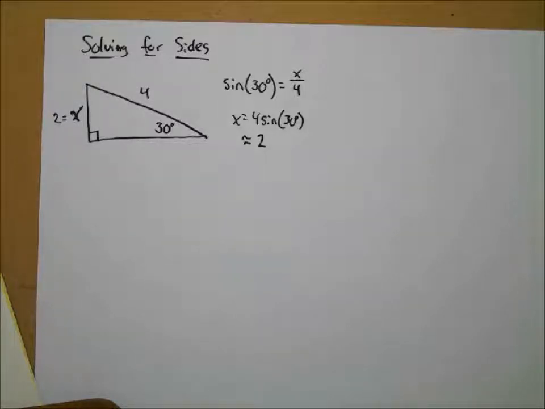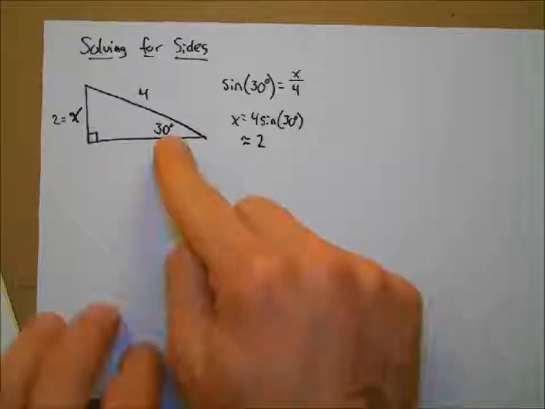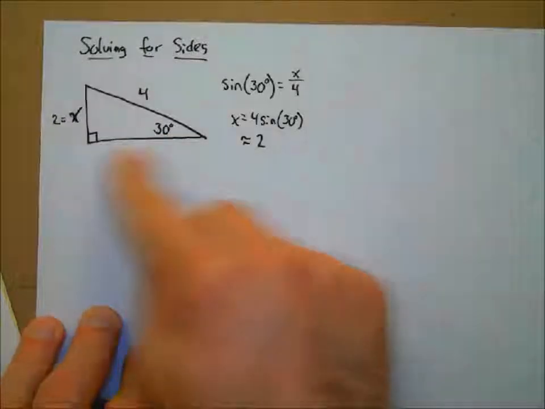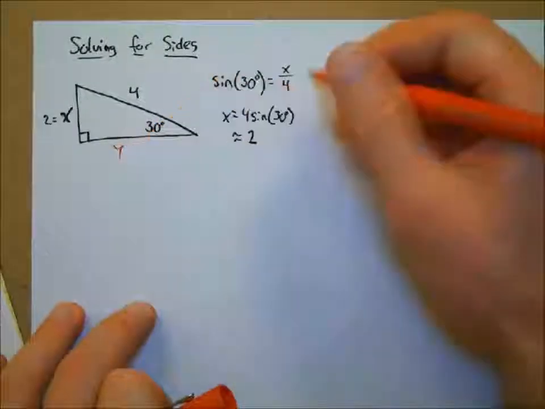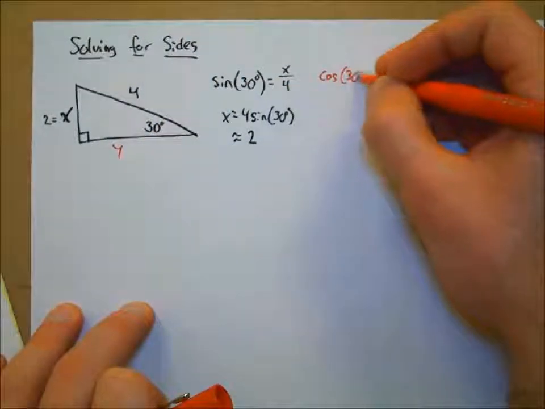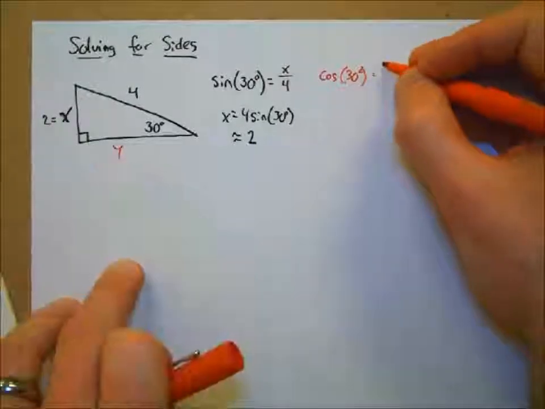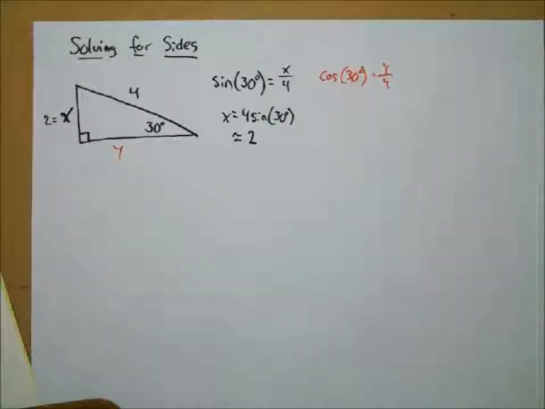Cosine of 30 degrees, exactly right. Cosine would allow us to call this side y. We could say cosine of 30 degrees equals adjacent leg y over hypotenuse 4, and then multiply both sides by 4. It's going to be 2 times the square root of 3, precisely, but as a decimal, whatever that's going to be. So that's how we're going to use trigonometry to solve for missing sides. Questions on any of this?